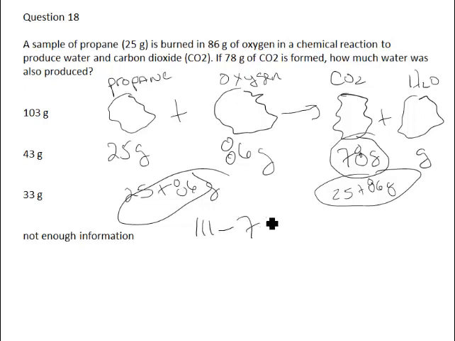I know I end up with 78, so I subtract that off. And that leaves me with 33 grams unaccounted for. That must be in this water. So conservation of mass tells me what I start with on the left must end up on the right, and so it's a simple subtraction.